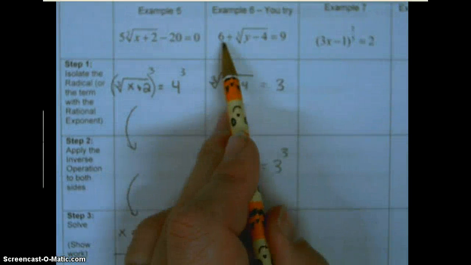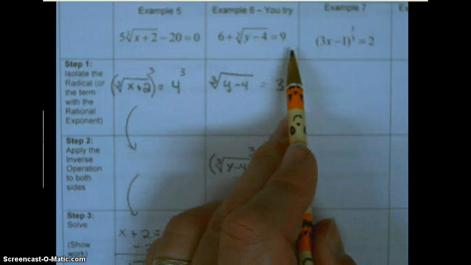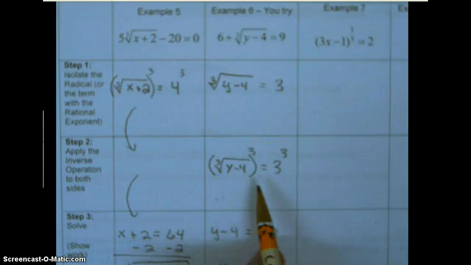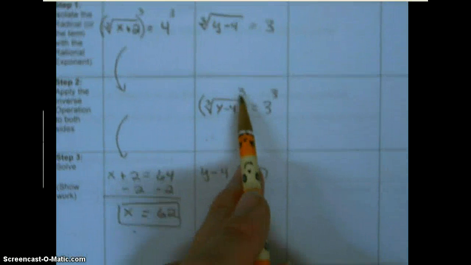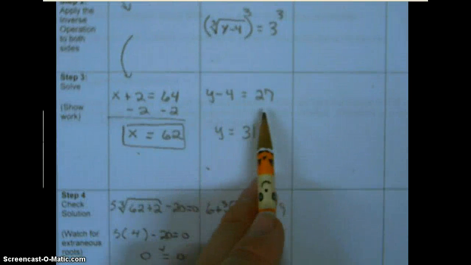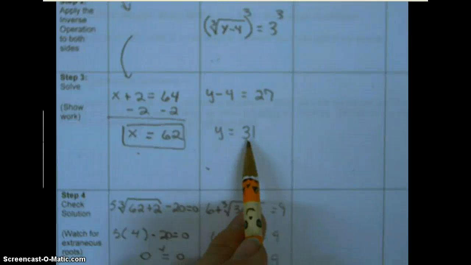I started off by subtracting 6 on both sides to isolate the radical. So we end up with this. Then I do the inverse of the third root, which is the third power. So I take the third power of both sides. I end up with y minus 4 equals 27. Add 4 on both sides. We get y equals 31.